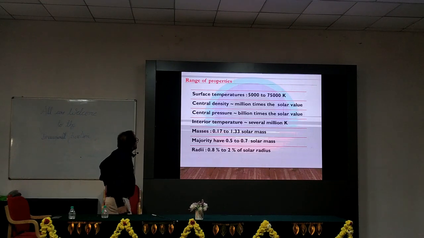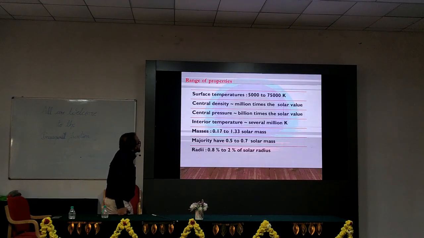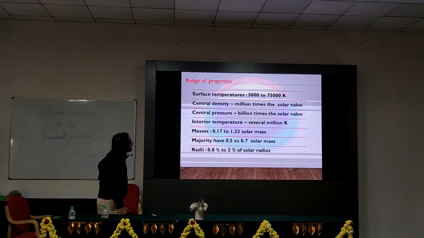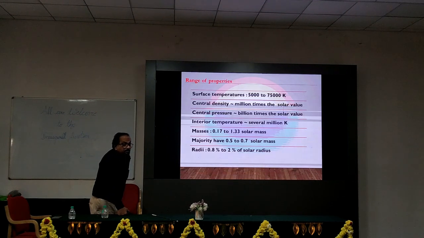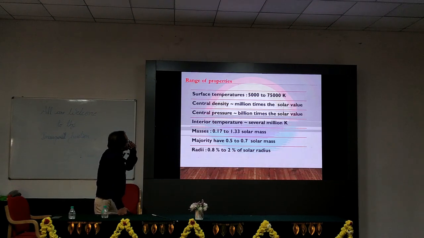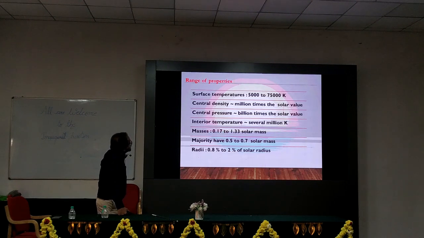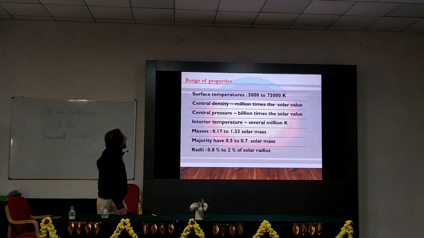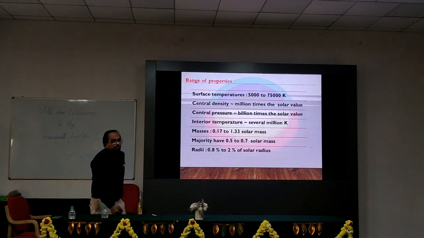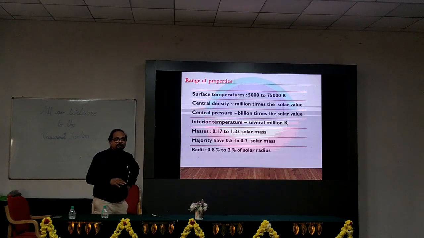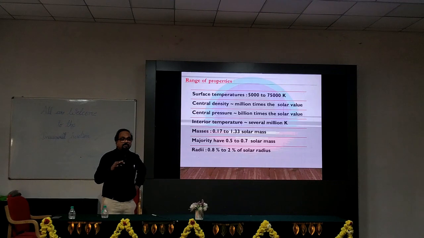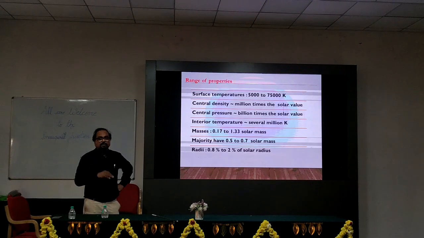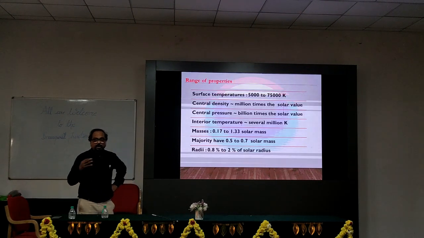Now after collecting data about so many stars, people have concluded that the surface temperature can be 5,000 to 75,000 degrees, so a wide range. The central density can be a million times the solar value. What is the solar value of central density? Astrophysics students should have an idea about solar properties. Temperature, density, size, pressure, mass, magnetic field: these solar values are taken as standard for comparison.